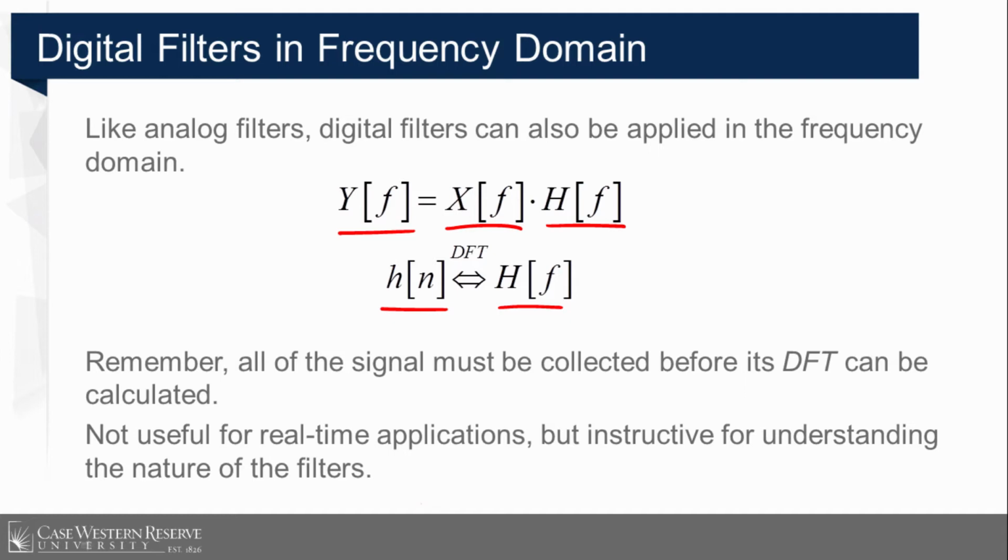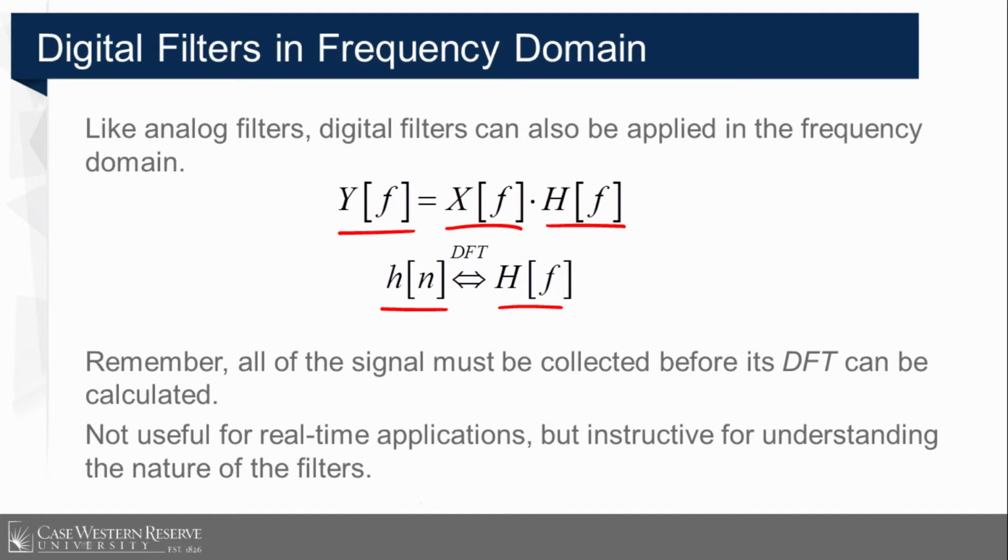But if we've collected all of our signal, we can perform a DFT and then actually apply our filters in the frequency domain. And so again, this is a big difference between our digital and our analog filters, where we can actually go into the frequency domain and perform manipulations on the spectrum of our sampled signal, where we couldn't do that when we were talking about all of these filters that we had in hardware. However, because we have to collect all of our sampled time domain signal before we can calculate the DFT, we can't use this frequency domain filter application for real-time outputs.